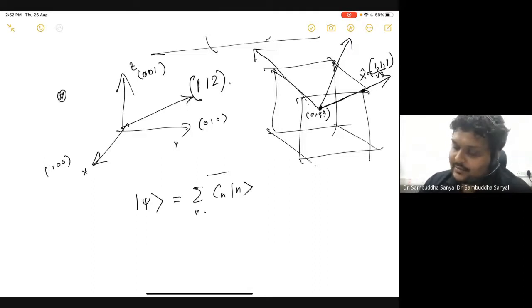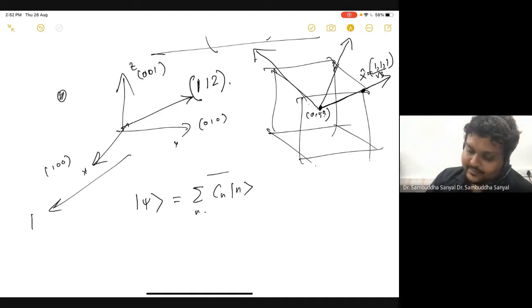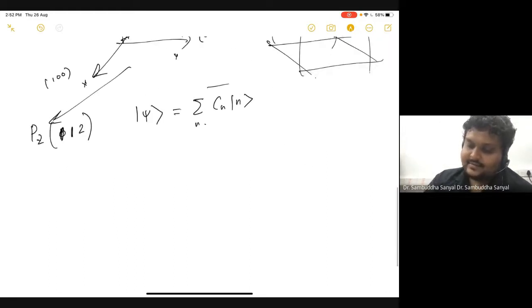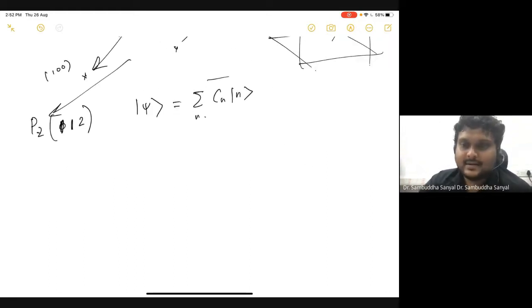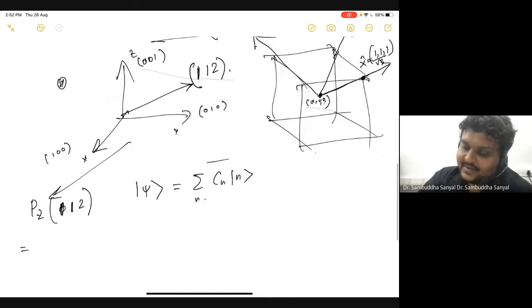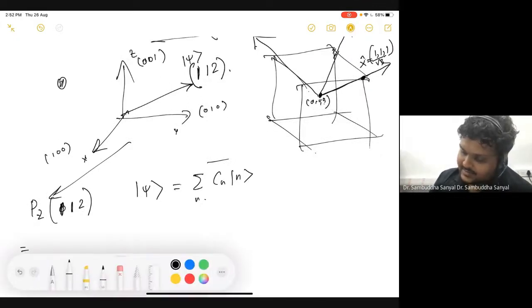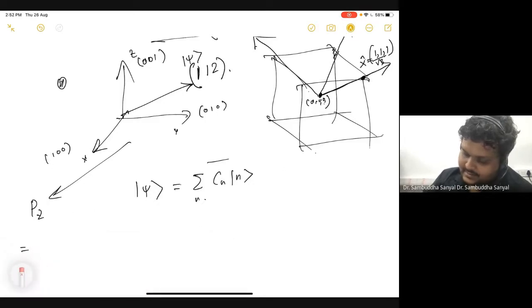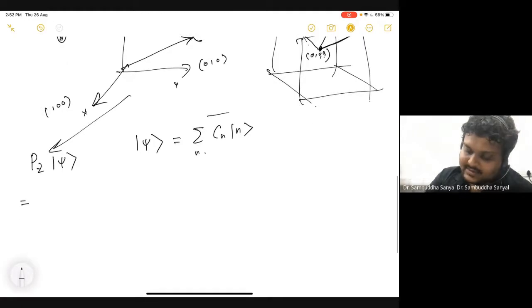So then what will happen if I do Pz on 1 1 2? What will I get? Anybody? So this means that, so this is an arbitrary vector. Let me call it some psi. So then change the notation a bit. Then I want to add this on this side. So what is the Pz?